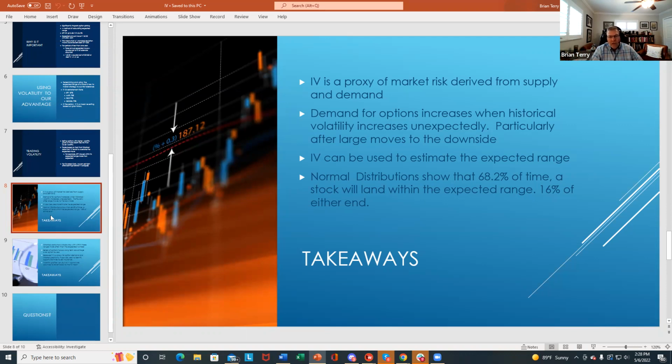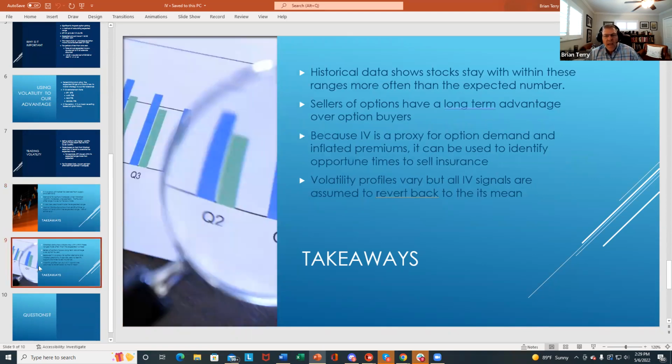And the book also shows that in actuality, it's always kind of skewed to the positive if you trade a 16 delta strangle. So it's kind of like we're the casino, and we have the advantage based on the fact that we can sell using probabilities on our side. And so, again, historic data shows that stocks stay within this expected move.